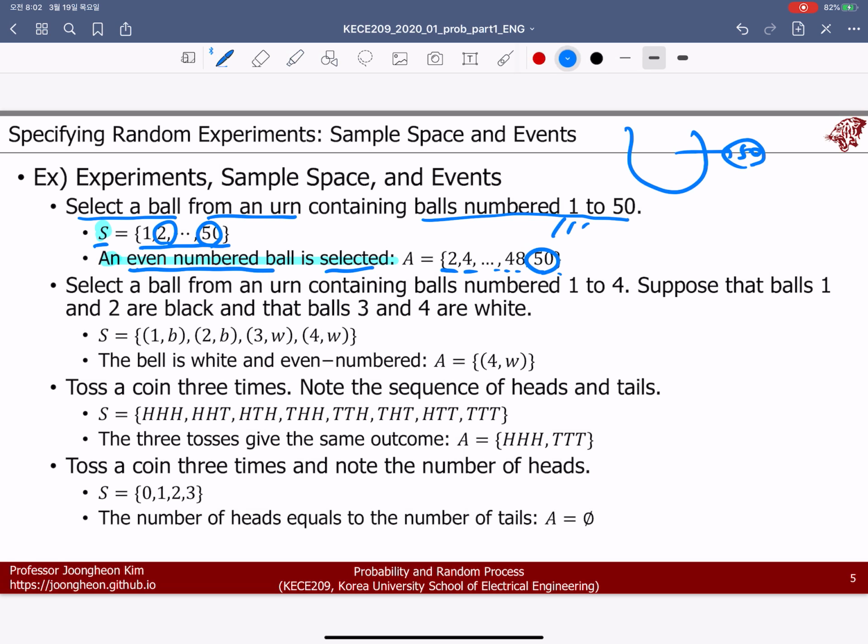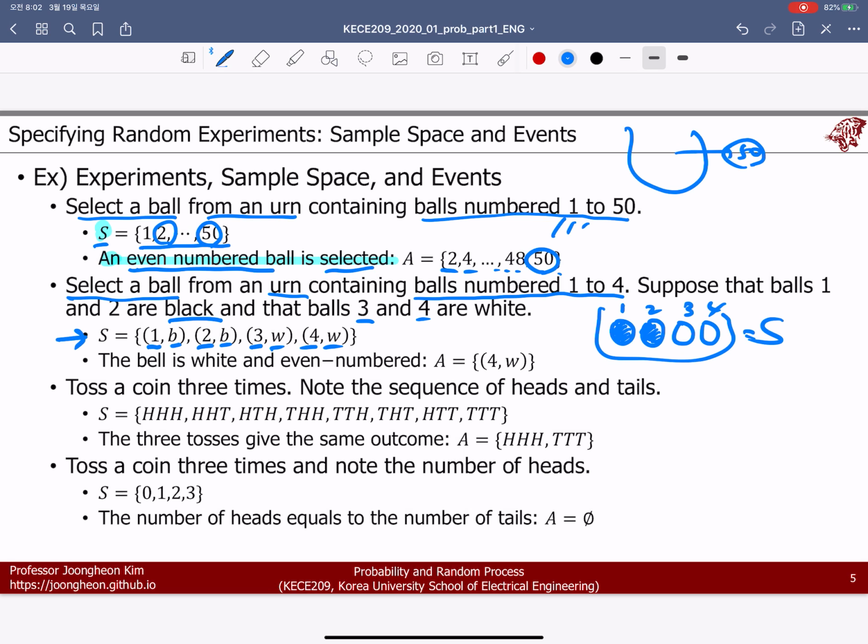Okay, so let's look at another example. Select a ball from an urn containing balls numbered 1, 2, 3, 4. It means that in the urn we have 4 balls. Of the 4 balls, the first and second balls are black, and the third and fourth balls are white. So this is our sample space. We can denote it as follows: the first ball, second ball, third ball, and fourth ball, and the colors are black, black, white, and white. Okay, so this is our sample space.